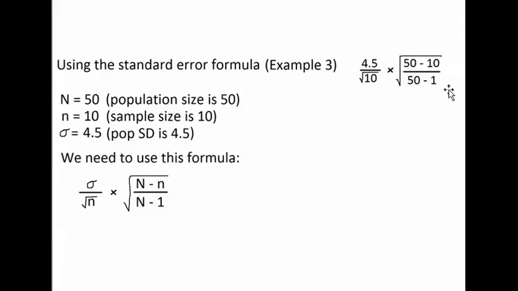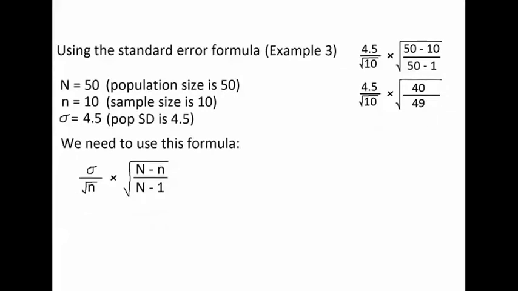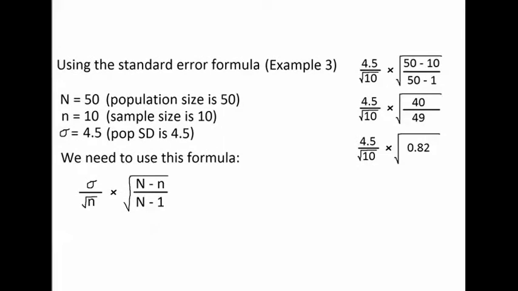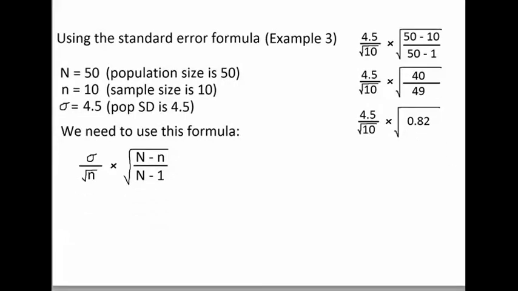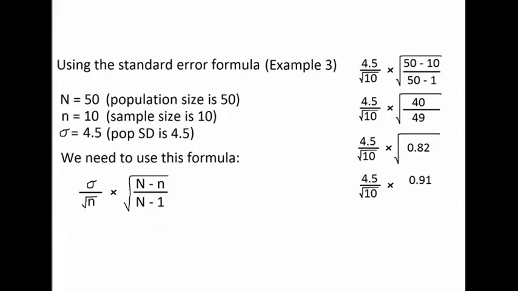First, we have to subtract inside of the fraction. 50 minus 10 is 40, and 50 minus 1 is 49. Now we divide inside of the fraction. We divide 40 by 49. 40 divided by 49 is 0.82. Now we find the square root of 0.82. You could find that by just pressing the square root key on your calculator. The square root of 0.82 is 0.91.